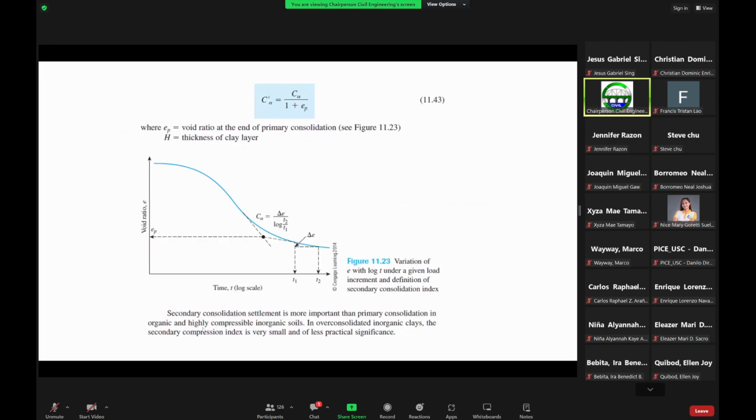Okay. Now, secondary consolidation settlement is basically more important than primary consolidation settlement in the case of organic soils. Okay, if you recall, in our USCS classification, we have their organic soils and also highly compressible inorganic soils. Now, in the case of over-consolidated inorganic clays, then the secondary compression index is very small and of less practical significance.